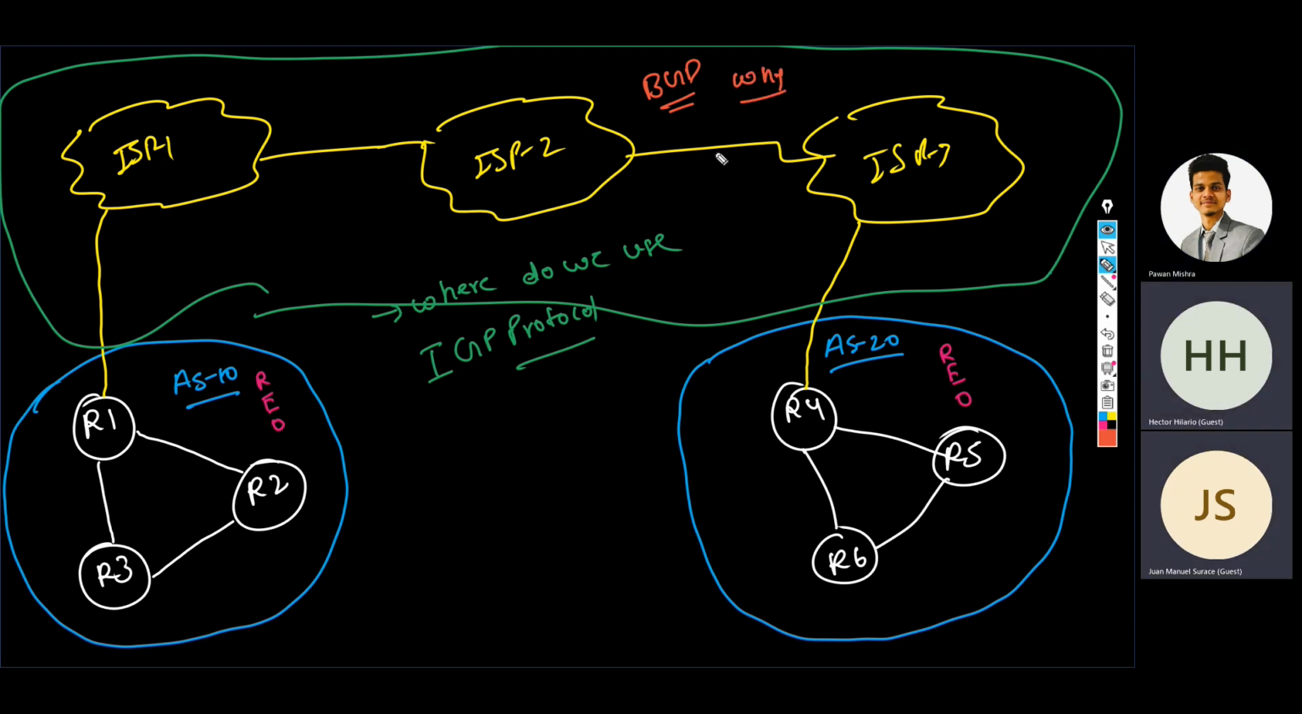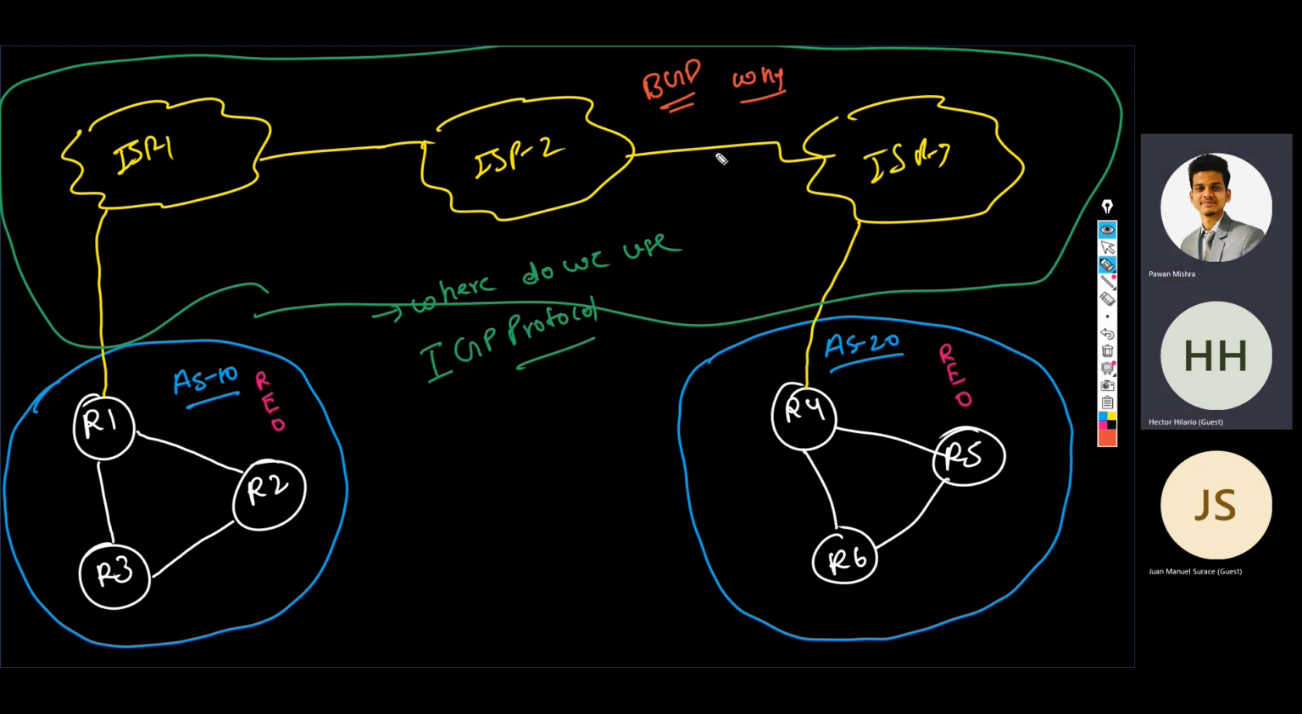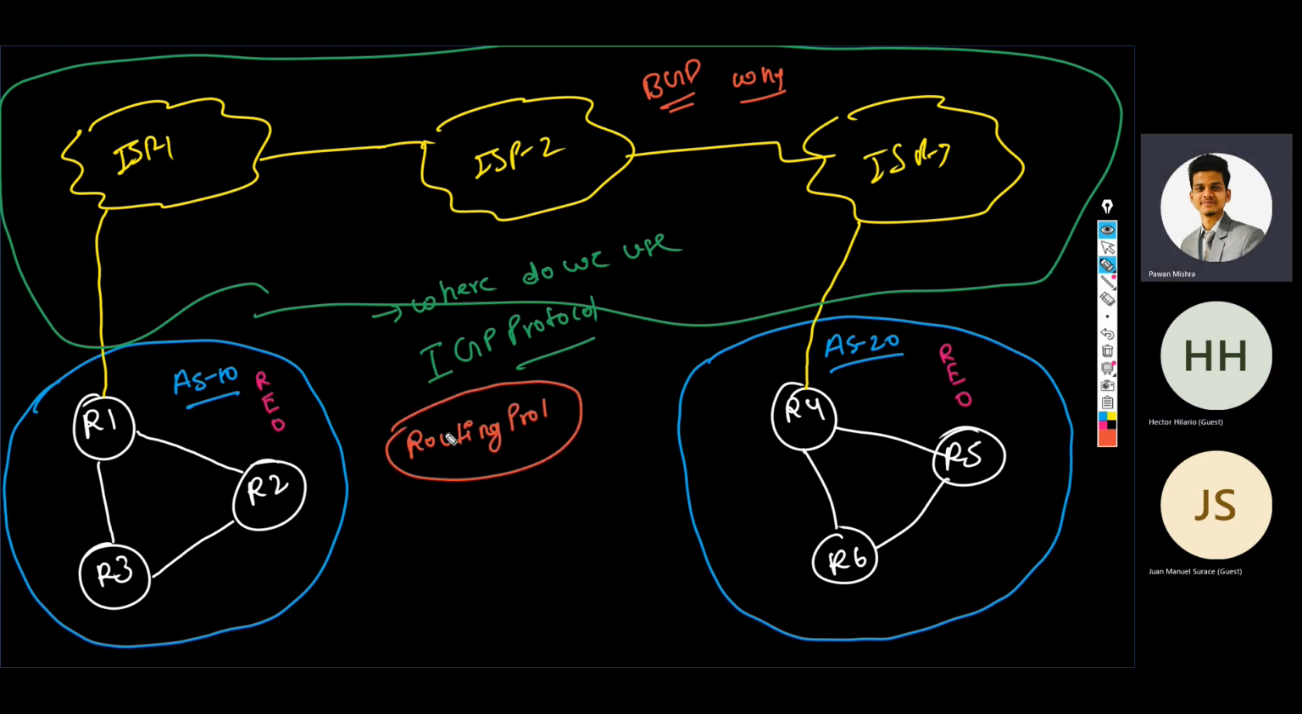Because it's the external protocol. First of all, tell me why we are using routing protocols. According to me, we are using routing protocols to share the routes from one side to another, from router to router. Exactly. Whether the protocol is RIP, EIGRP, OSPF, or BGP, we are using all these protocols to share the routes.